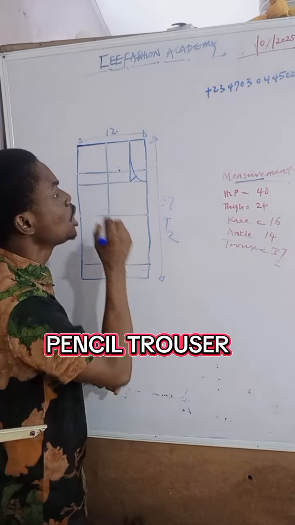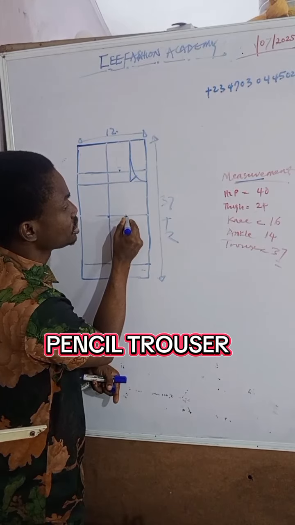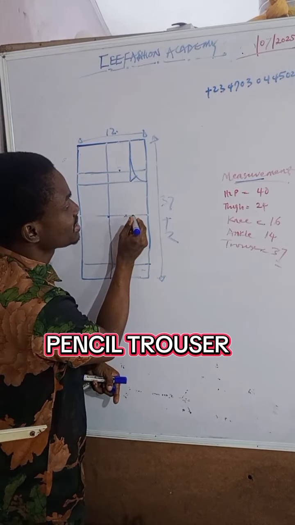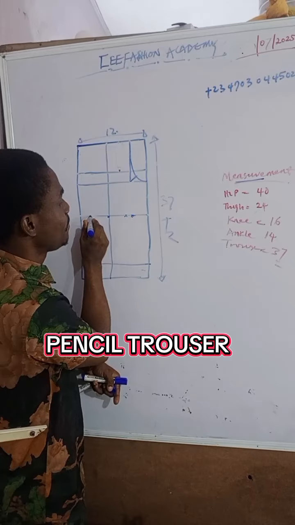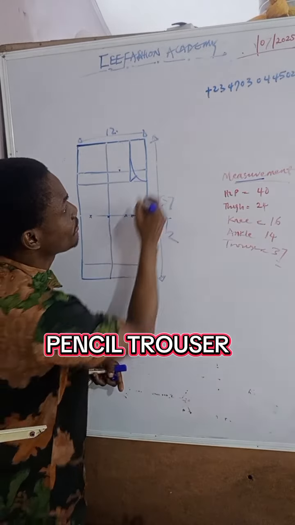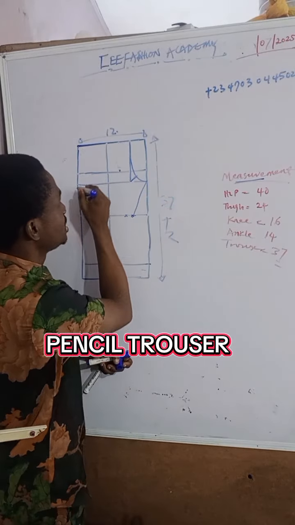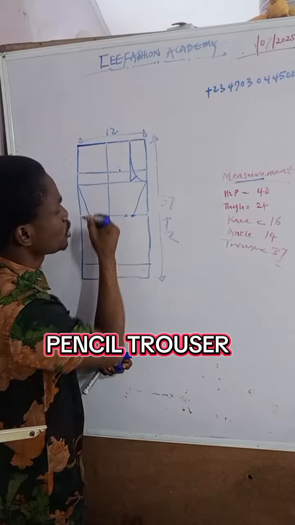So all you have to do is take your tape from here, from the center, and mark out 4 inches. Are you seeing it? From the center, mark out 4 inches, then mark out 4 inches on the other side. Now we have from here to here, and we are going to connect it. And from here to here, we are also going to connect it.